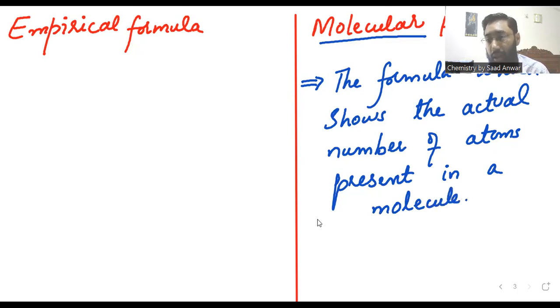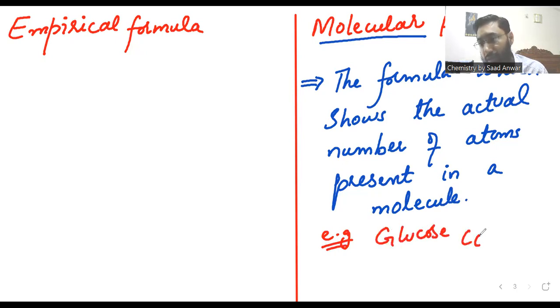For example, we know the formula of glucose is C6H12O6. This is the molecular formula, and it shows the actual number of atoms. We can see that in glucose we have 6 carbon, 6 oxygen atoms, and 12 hydrogen atoms. This means the formula is showing the actual number of atoms present in a molecule.